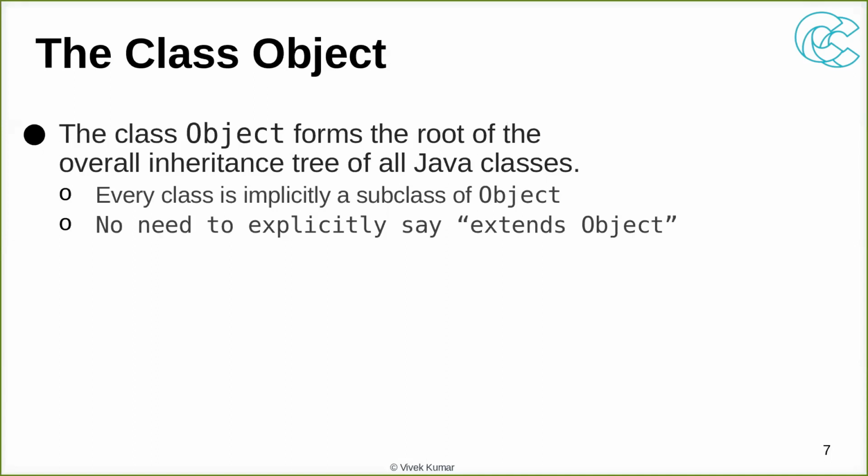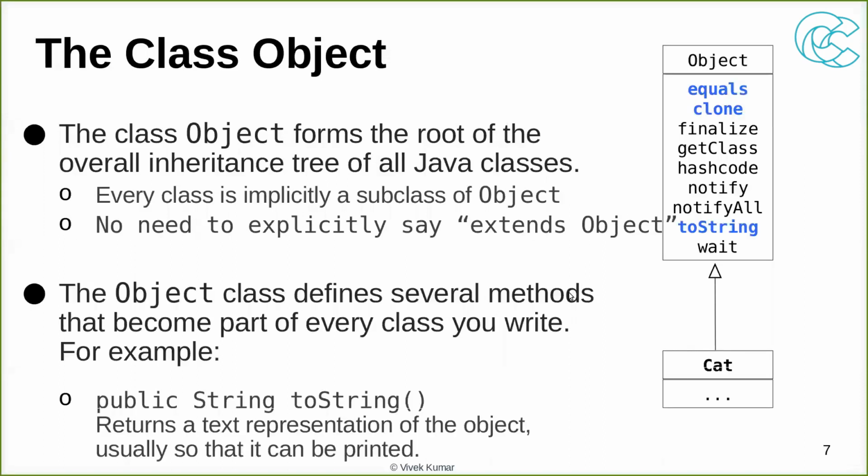This forms the root for all the classes, and like I said, it's the superclass for every other class that you create. This comes in by default, so you don't have to say extends object. It's already extended by default. And with that come a few methods that you can make use of. Object has these methods: equals, clone, finalize, and so on. We'll be looking at a few of these methods in this particular topic. The ones that are of interest are highlighted in blue, so we'll be looking at equals, clone, and toString.